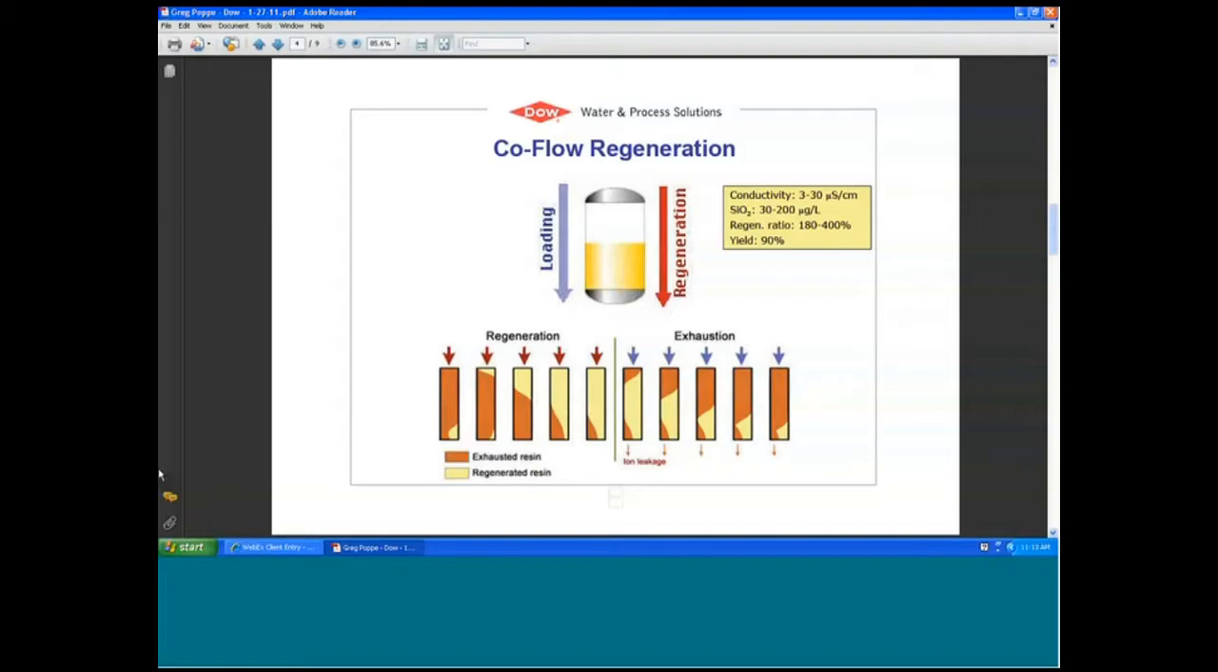So this system has a couple of advantages. It's very insensitive to suspended solids, because any solids which might collect at the top of the bed during the service cycle are going to be backwashed off at the end of the cycle. And compared to some of the other systems, it's going to be less expensive, just because there are not a lot of bells and whistles in here. But the disadvantage is that it consumes a large amount of chemicals during regeneration.